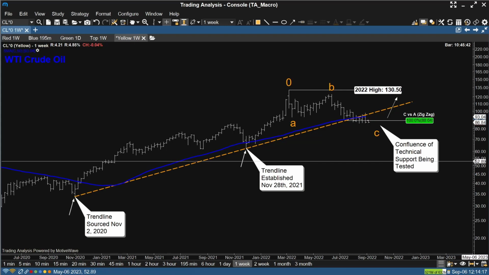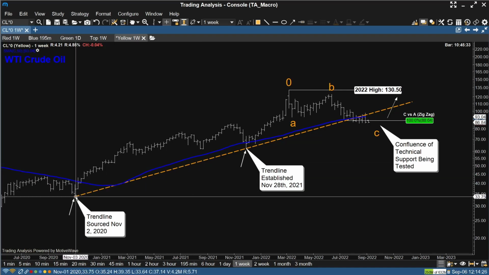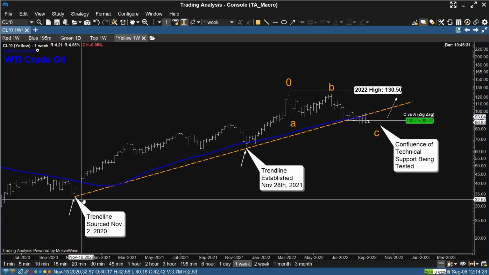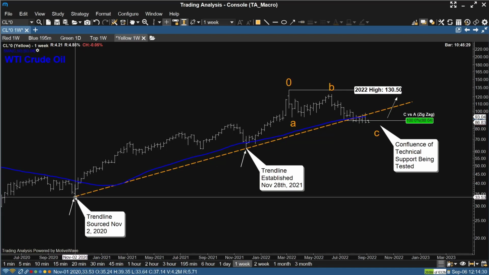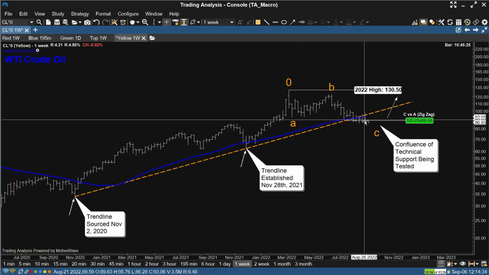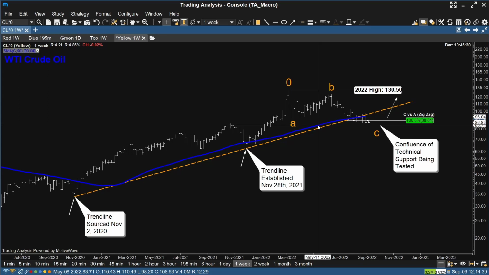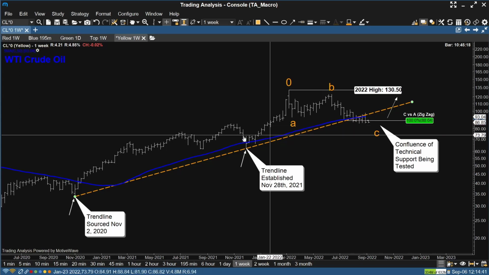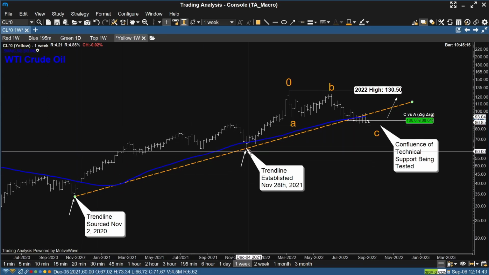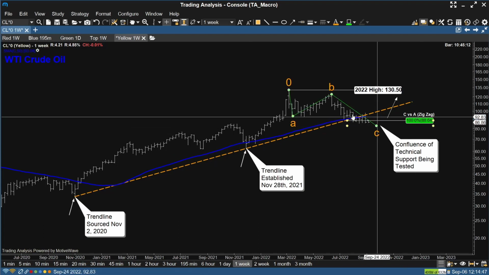Let's talk about the pattern, and then we will of course look at the XLE wave count as well. So here we can see a weekly chart of WTI crude oil going back to the November 2nd, 2020 low, where we can source an uptrend support line, which is then confirmed through November of 21. And as you can see here, we now have a confluence of both the 50-week moving average in blue, the orange uptrend support line from November of 20 through November of 21, and more importantly, the equality projection of the March decline.